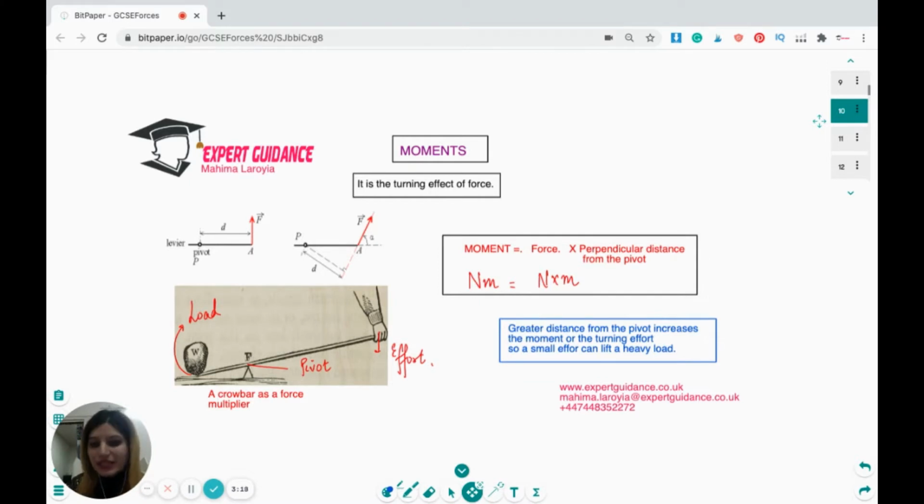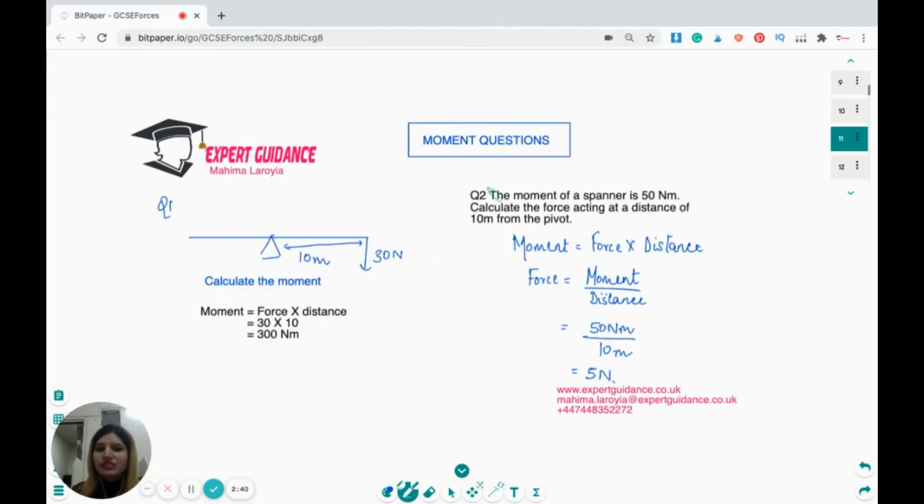Okay, now the greater the distance from the pivot, for example, if you have a long axe, the moment or the turning effect will be greater. So just increasing the distance from the pivot can increase the moment, and it can help to lift a heavy load. If you see this example of a crowbar, the pivot is here and we increase the distance from the pivot. So the effort is at a greater distance, so that it increases the moment so it can lift a heavy load. Okay, so there are a lot of moment questions that are asked in the exam.